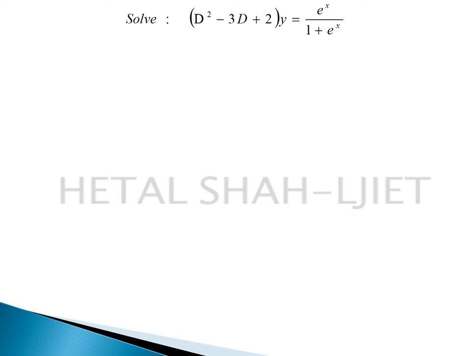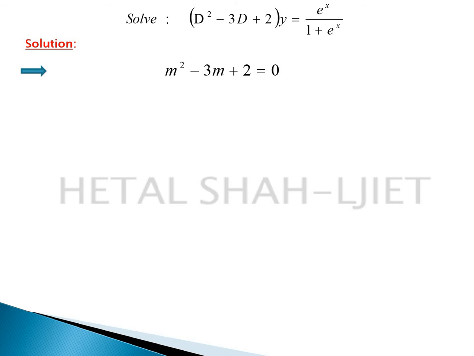(D square minus 3D plus 2) y equal to e raised to x upon 1 plus e raised to x. See, students, please look carefully at your right hand side. You cannot solve this easily by the other method. You cannot use any shortcut method here.